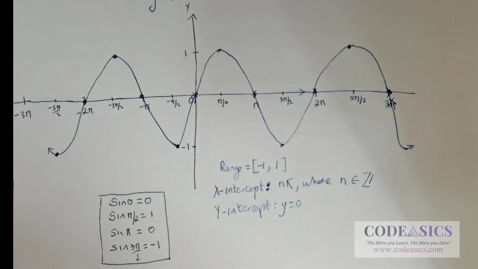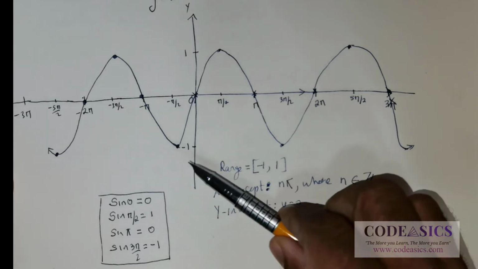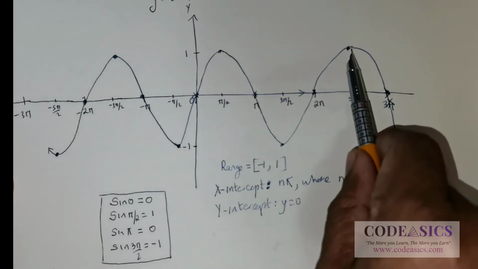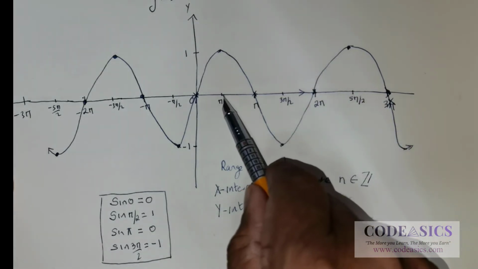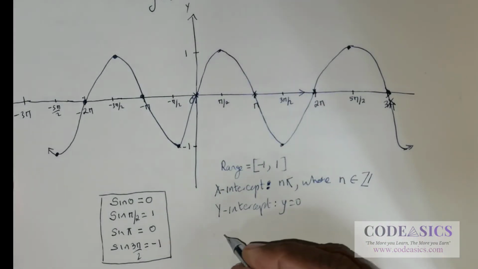Now the maximum point, so where exactly is the maximum point taking place? It's taking place at pi over 2 and then 3 pi over 2. So when the x component is pi over 2, the maximum value is 1. So you can write that value down.